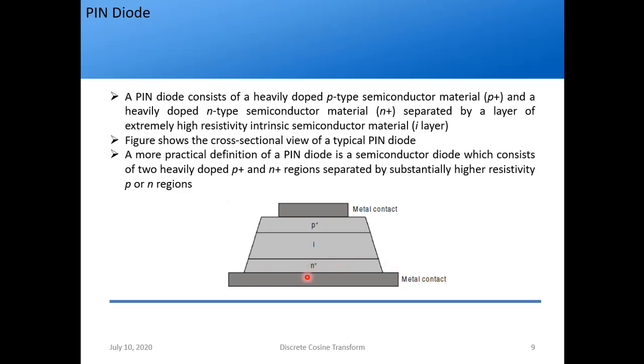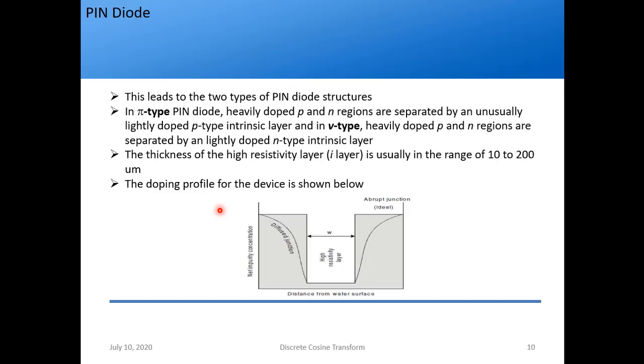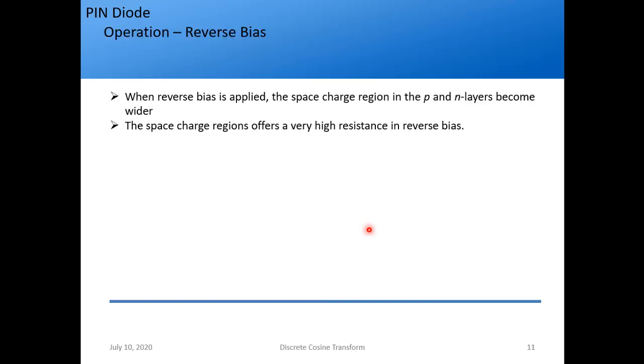What are the majority carriers here? They are electrons. And what are the majority carriers in P plus? They are holes, right? Then this is a simple diagram depicting that since this is highly doped, the resistivity is low, and since the I region is relatively low doped or not doped at all, the resistivity is high. And again, we have a resistivity which is low here. When reverse bias is applied, essentially the PIN diode is useless.